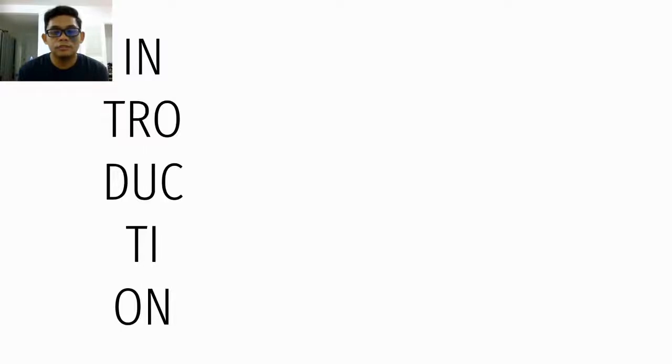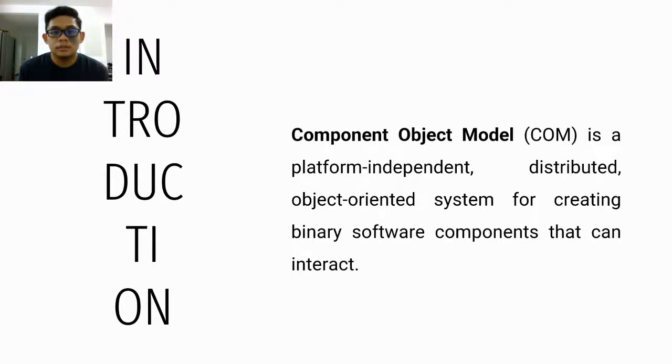Okay, we're starting off with the introduction of Microsoft COM application. So COM stands for Component Object Model. It's a platform-independent, distributed, object-oriented system for creating binary software components that can interact. It is an interface technology defined and implemented as standard only on Microsoft Windows and Apple's Core Foundation 1.3, and later a plug-in application programming interface, which stands for API.